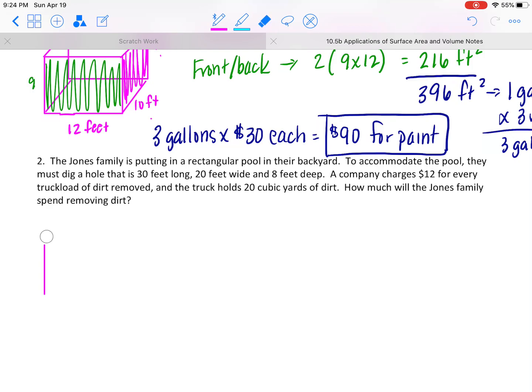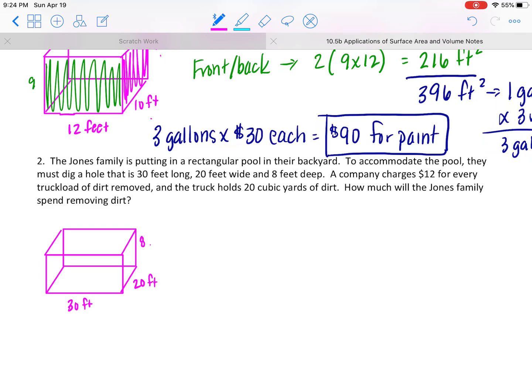Okay, so this is another rectangular prism. Let's try to draw this out. So they're trying to dig a rectangular space for their pool to go in. So we're going to draw a rectangle. Try to draw another rectangle about the same size, just offset a little bit, and then connect those corners. And you're going to have a pretty decent looking rectangular prism. And this one is 30 feet long, 20 feet wide, and 8 feet deep.